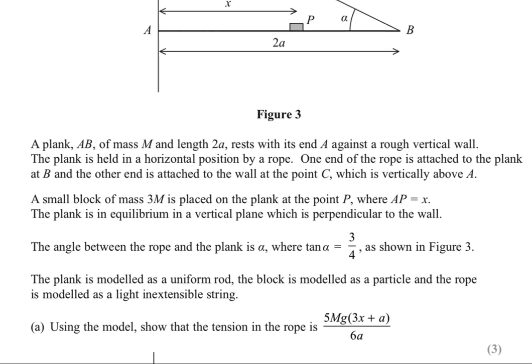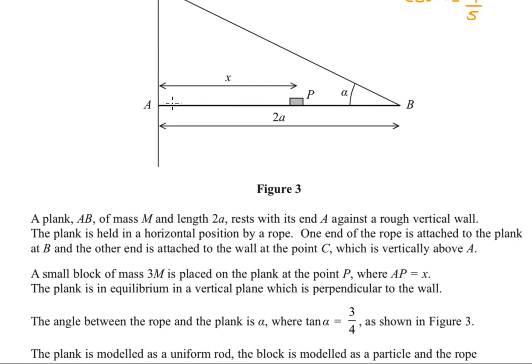So we've got a plank A to B here resting horizontally against a rough vertical wall. If the wall is vertical and rough, that means there is friction between the wall and the plank, and that friction will be up in this direction, because if it was going to slip, it would slip downwards, so the friction must be acting upwards to stop it from slipping down.